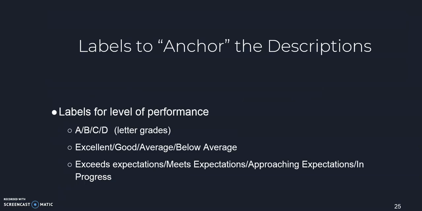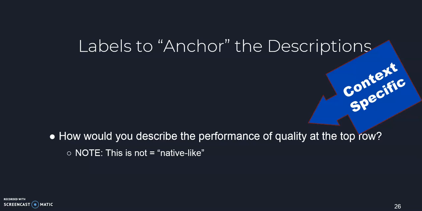So a way to help us write these descriptors is to use labels to anchor the descriptions. For instance, maybe you want to use letter grades or excellent, good, below average, or exceeds, meets, approaching standards or expectations, or in progress. So that might help you as you write the descriptions. And again, this is context specific.